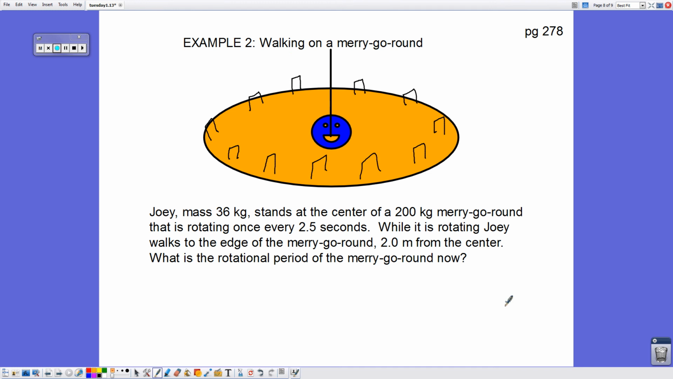Joey has a mass of 36 kilograms. The big merry-go-round thing has a mass of 200 kilograms. It is rotating such that it has a period of 2.5 seconds. Well, at least initially it does. While it is rotating, which means angular momentum must be conserved, he walks to the outside edge. Now, my merry-go-round has a 2-meter radius, so he's now 2 meters away from the center of the axis. What's the rotational period of the merry-go-round?